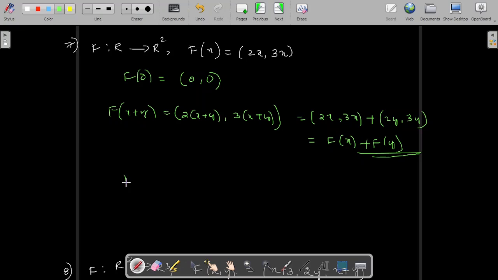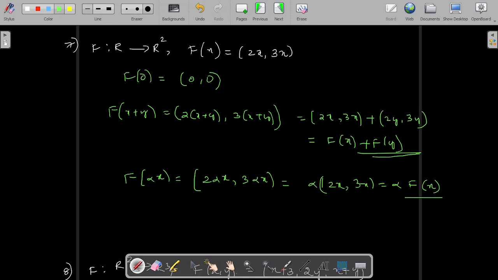preserving the vector addition. Now similarly scalar multiplication, f of alpha x is (2 into alpha x, 3 into alpha x). This is nothing but alpha into (2x, 3x), which is alpha into f of x. So it preserves both vector addition and scalar multiplication. Therefore f is a linear transformation.